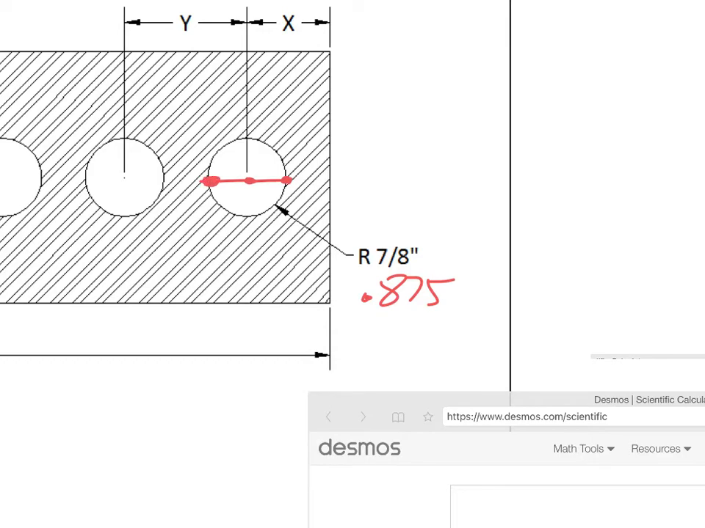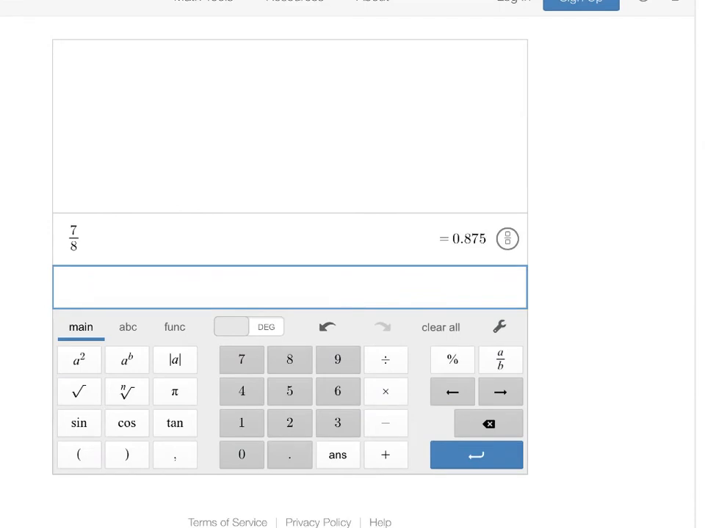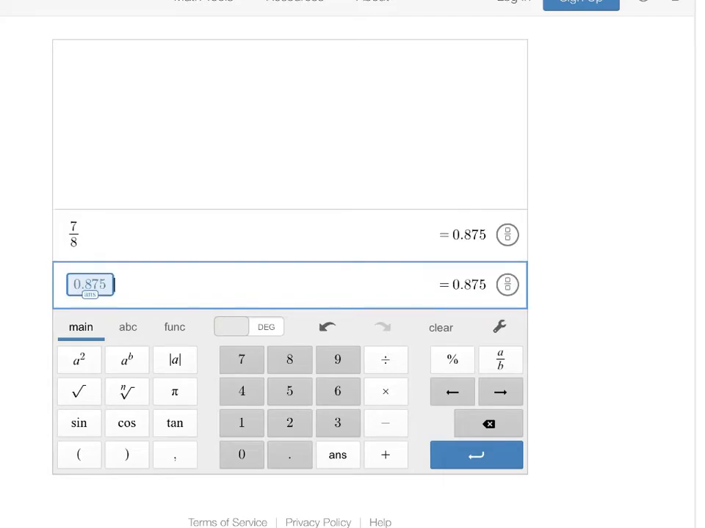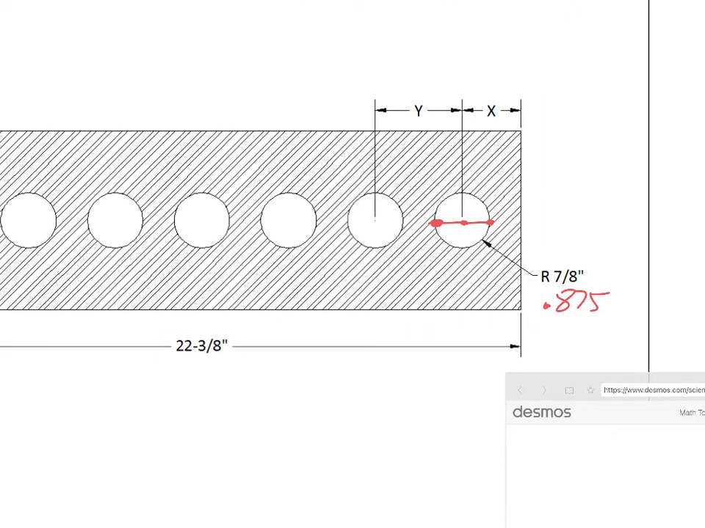If you remember from past math classes, the radius times 2 is the diameter. So that's important here. We're going to take that answer times 2. 1.75. So we have 1.75 as the diameter.